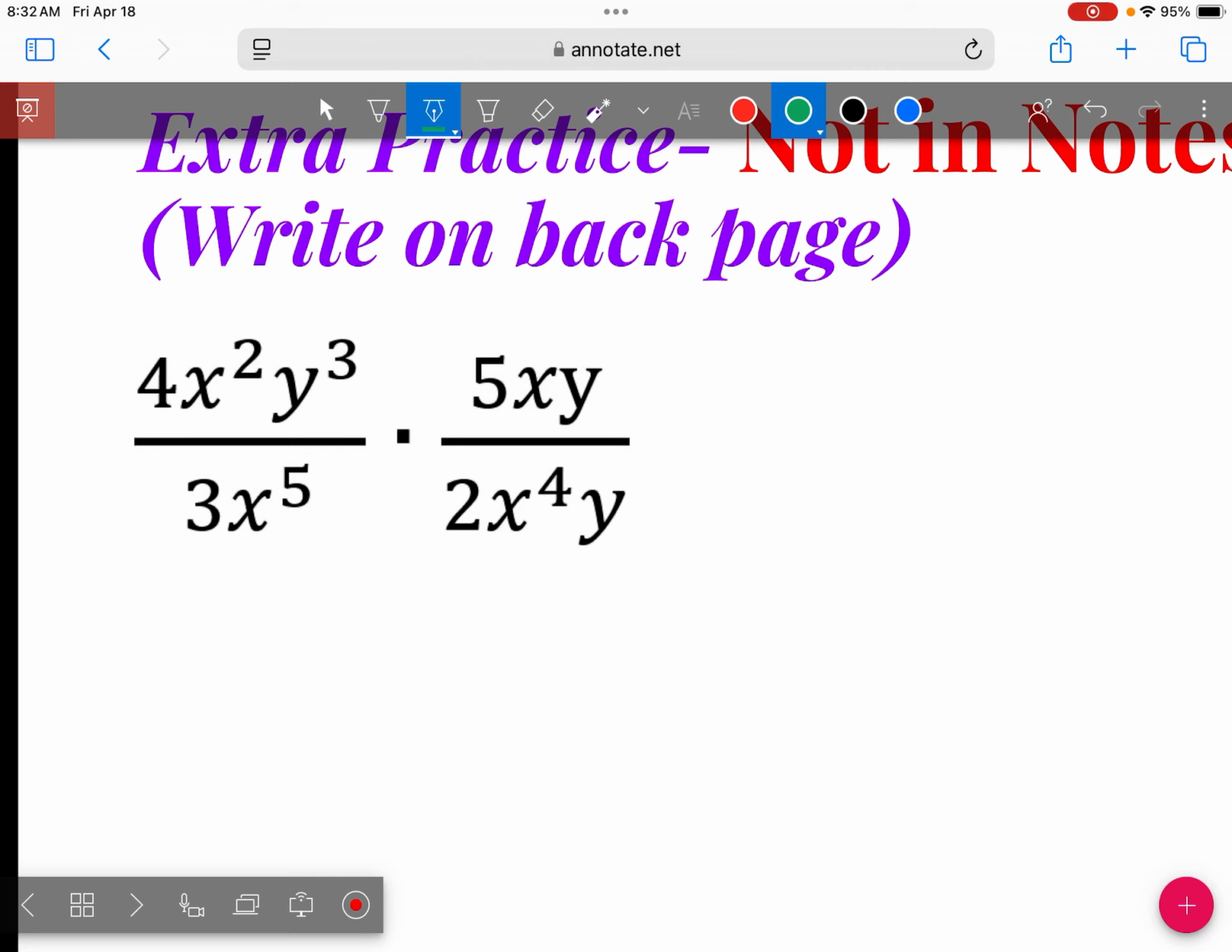Did you have to flip the second fraction for this one? Nope, because it's not division.